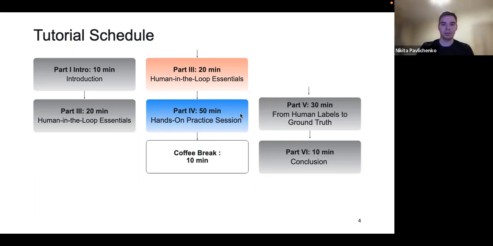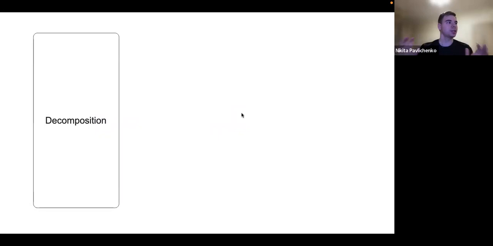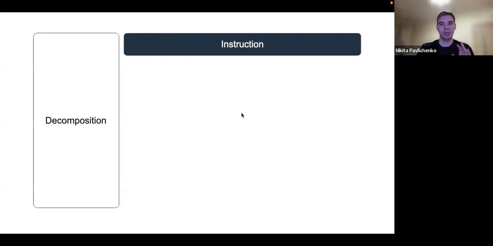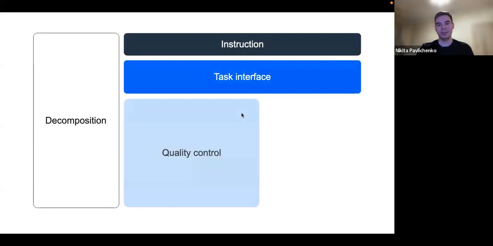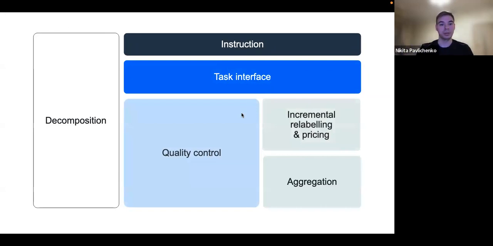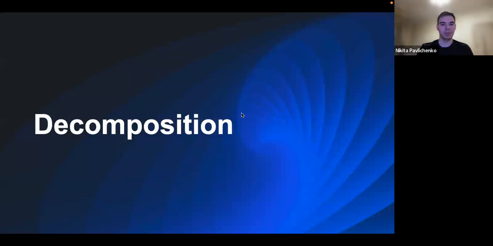Okay, so what are the essential parts of crowdsourcing? Let's just list them. It's the decomposition, the instruction for the performers, the task interface, quality control, aggregation, and pricing and incremental relabeling. So now we'll focus on each of these parts. Okay, let's start from decomposition.